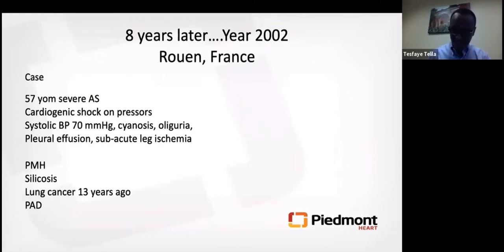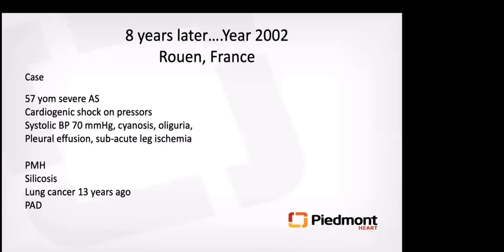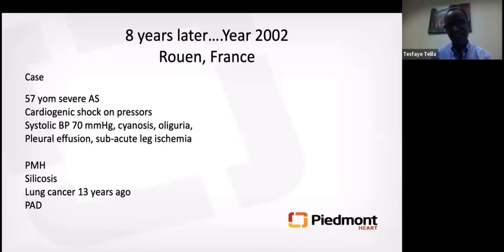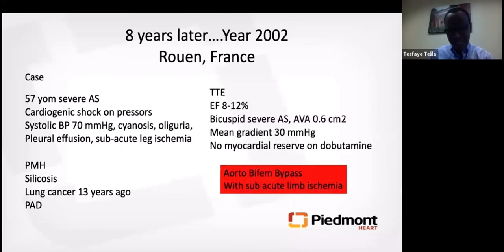And 8 years later, in 2002, a patient comes back with cardiogenic shock on pressors, a 57-year-old patient with multiple medical problems and really prohibitive surgical risk. This patient also had lung cancer, and really they didn't have anything to offer this patient. This was in France. They performed an echo. His EF was very low. To complicate the matter, he had a bicuspid aortic valve. His mean gradient was 30, but of course he has low EF, so he could not generate any gradient.